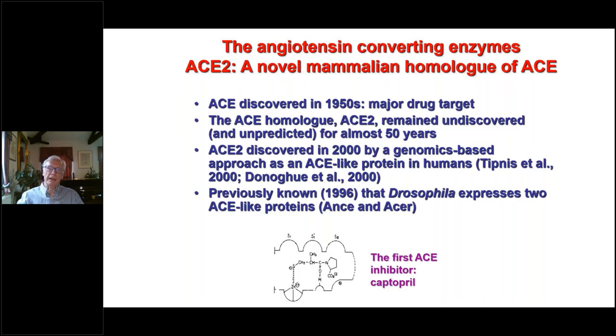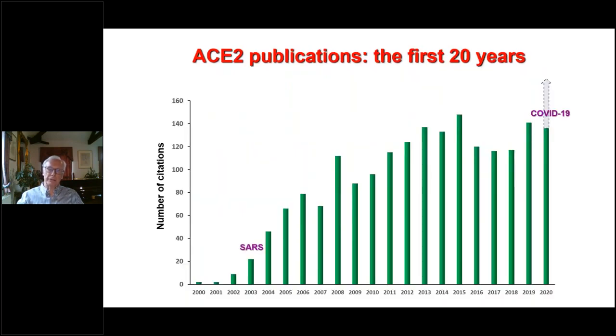So ACE led us to the discovery of ACE2, and since that time, publications and citations on ACE2 have risen dramatically, with two rapid phases, the first being in 2003, after the discovery that ACE2 was the receptor for the SARS coronavirus. And now you can see how in 2020, the citations are rising very rapidly again with the identification of ACE2 as the receptor for the SARS-CoV-2 virus.